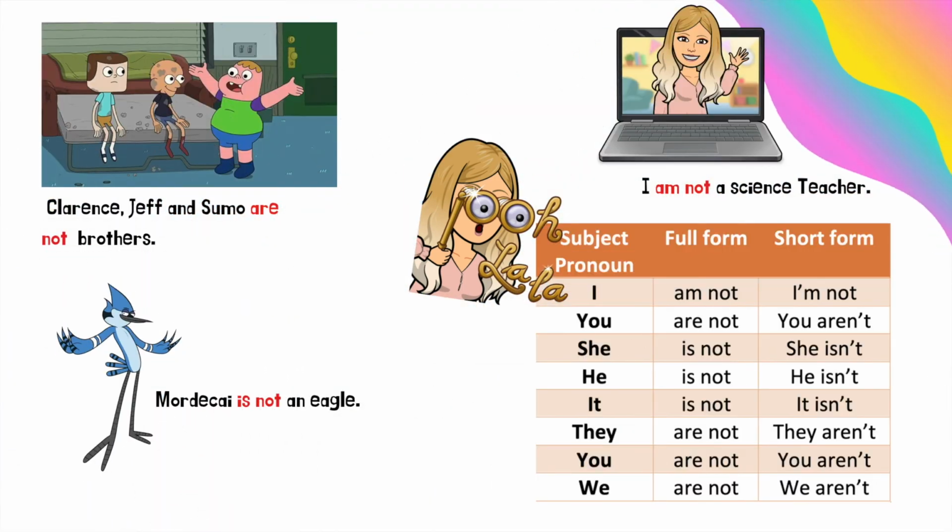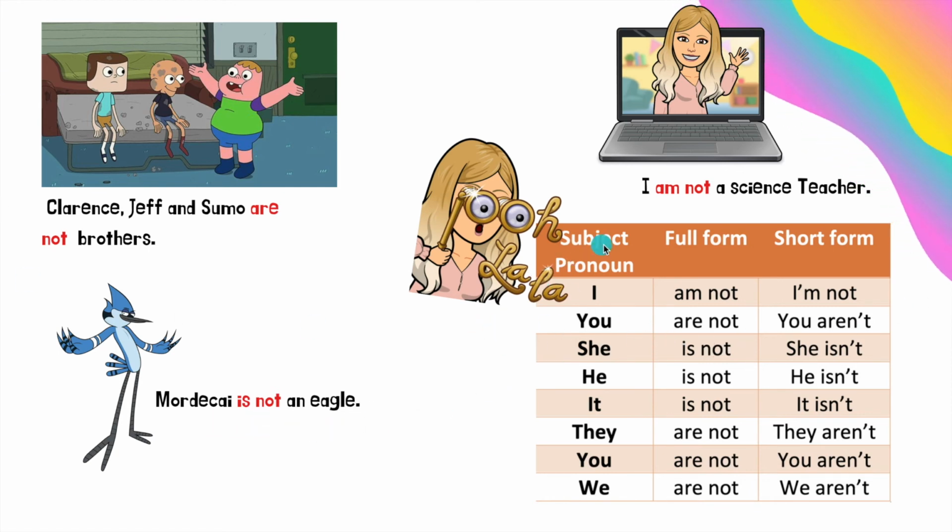Let's continue with the other examples. I told you that I have the same examples, but in the negative form. I am not a science teacher. Totally, because I am an English teacher. Then here, Clarence, Jeff, and Sumo are not brothers because they are friends. And finally, Mordecai, it's not an eagle. Duh, yes, Mordecai is a blue jay bird, okay?